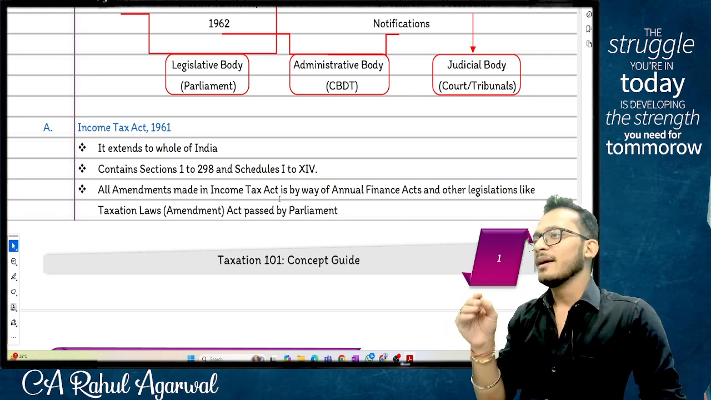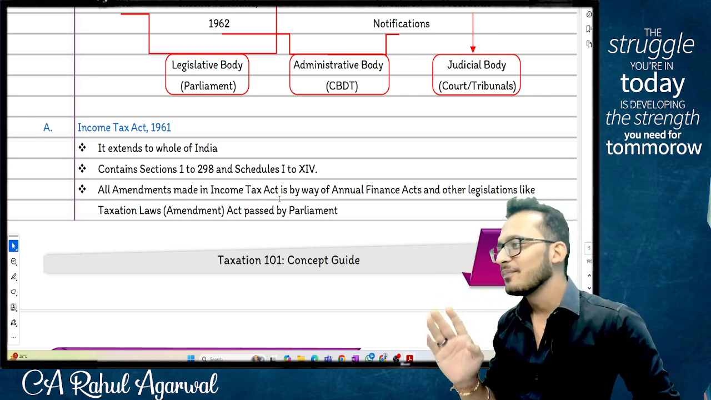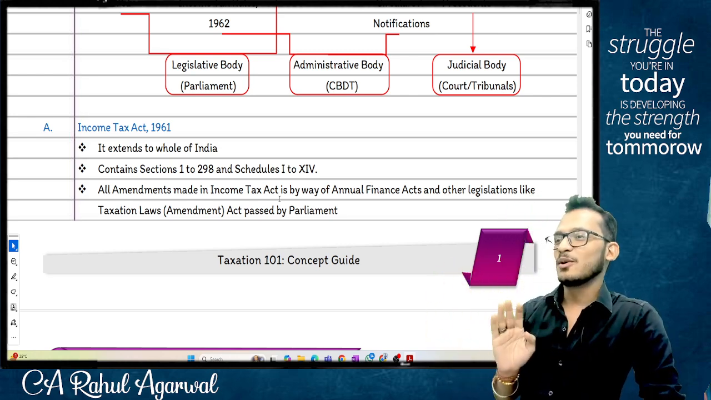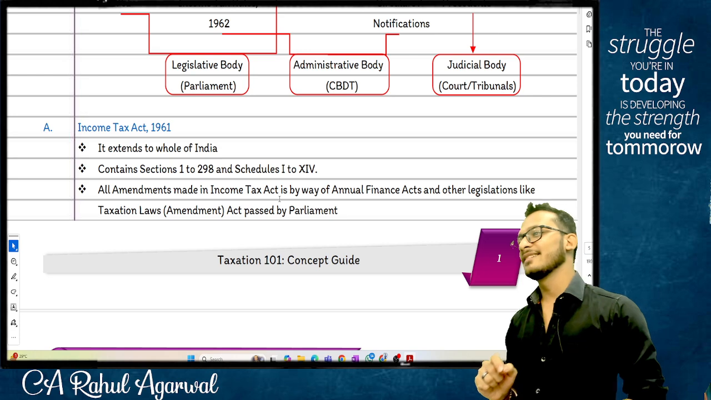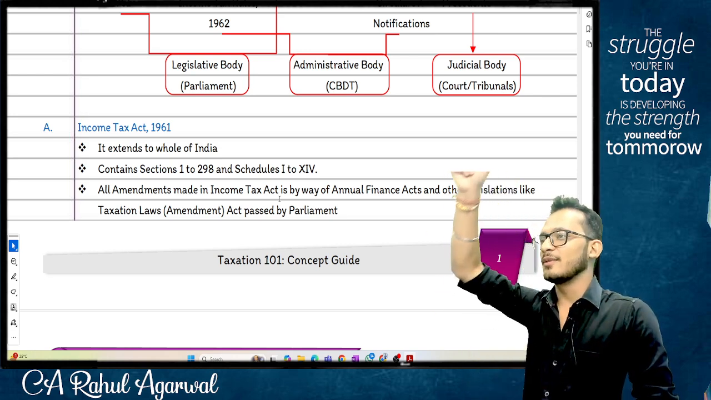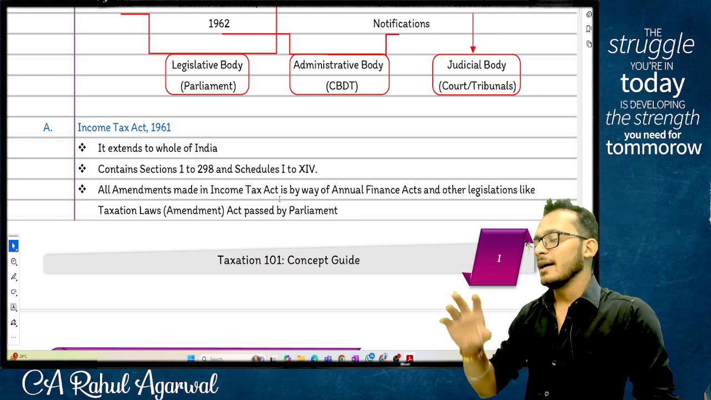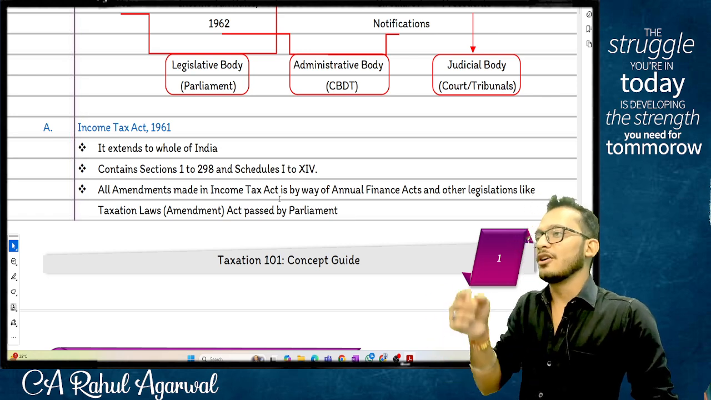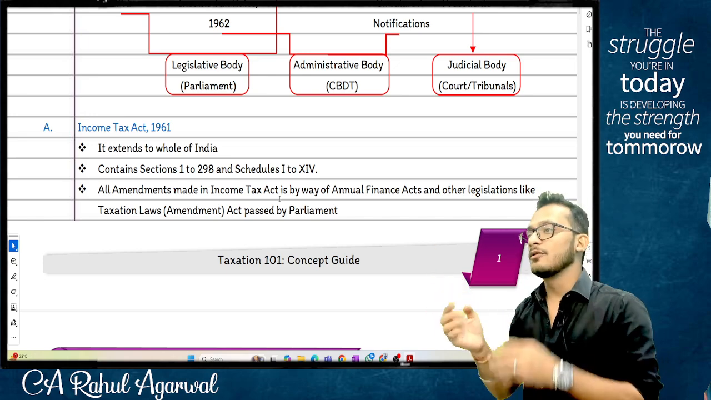Not important for the exam, but just in case you're thinking, Rahul, section 1 to section 298, meaning there are 298 sections, correct? No. There are almost about 700 sections in income tax. How? Very simple, people. When the Income Tax Act 1961 was created, it was 1 to 298. Every year when an amendment happens, they introduce a section. Obviously they cannot say 299 after 298, because you'll have to put it in the same chapter.